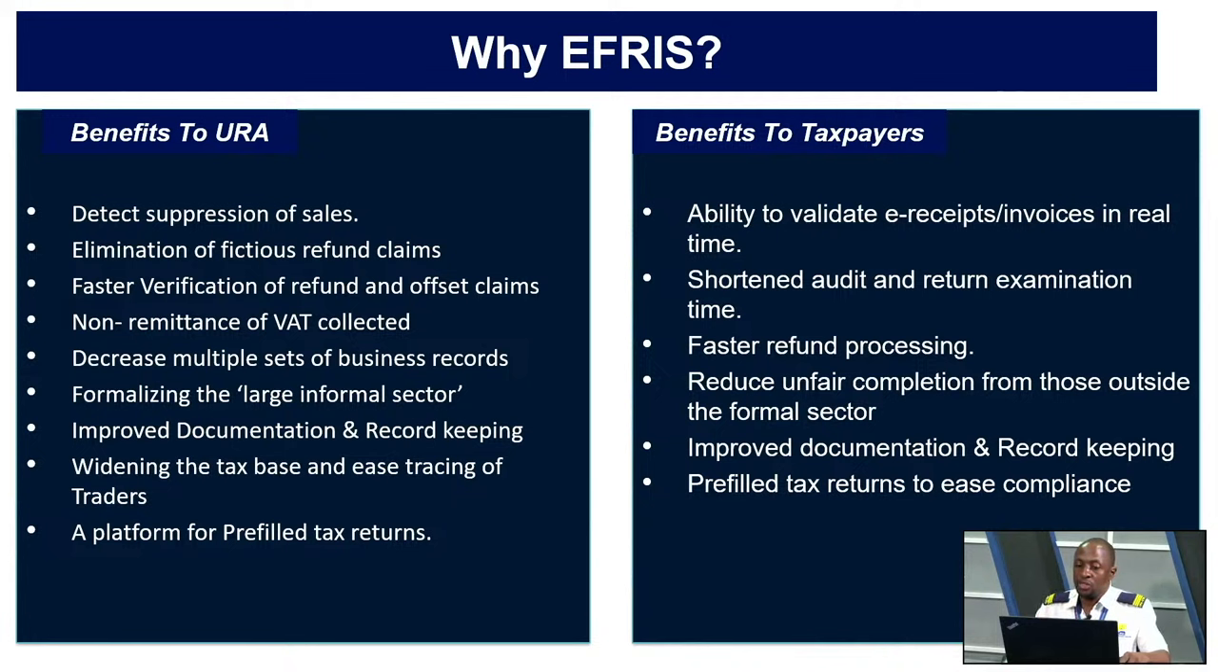And then also it shortens the audit and return examination. Previously, when we received the returns as URA, we used to keep matching the supplier and the buyer, because you have to look, Festo has bought an item from so and so and has declared. Then you try to look whether the other person has also declared Festo. So that kind of examination was shortened, that now the invoice is a complete examination of itself.